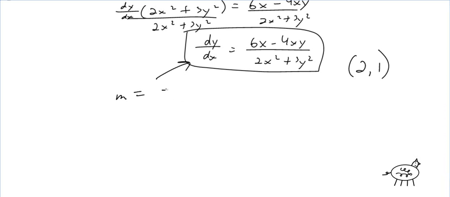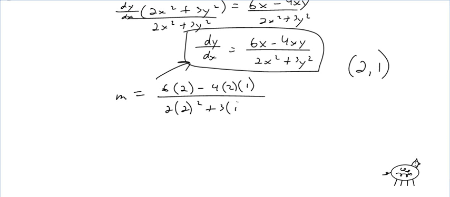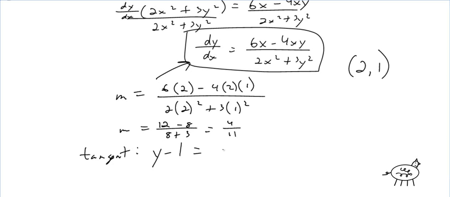And I plug it in, I get 6 times 2 minus 4 times 2 times 1 over 2 times 2 squared plus 3 times 1 squared. So my slope comes out to be 12 minus 8 over 8 plus 3, which is 4/11. All right, so we're good to go. Of course, we're going to put it in point-slope form. So the tangent is going to be y minus 1 equals 4/11 times (x minus 2).